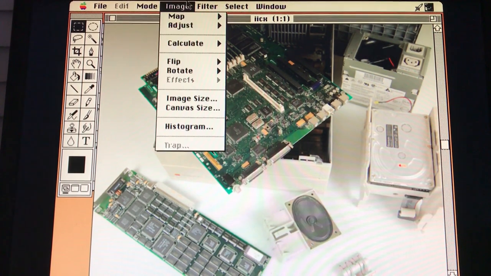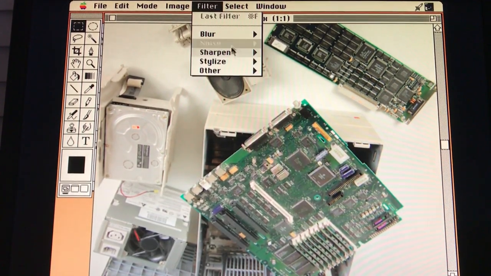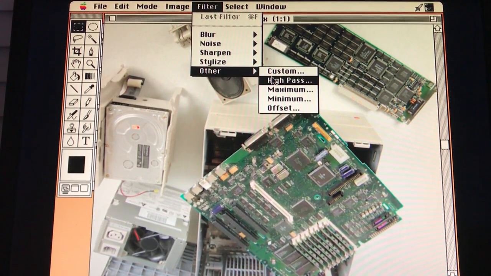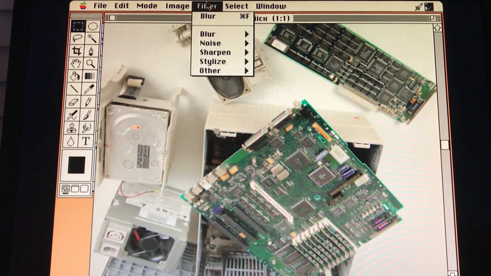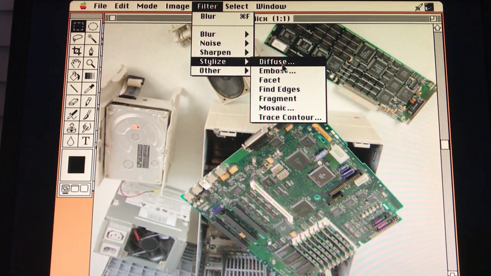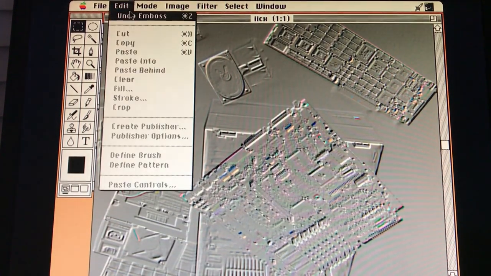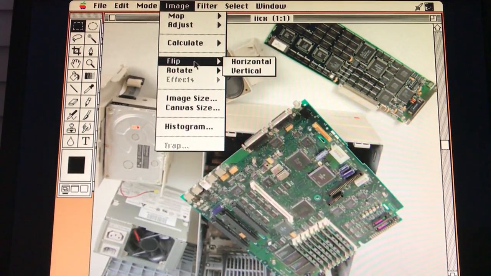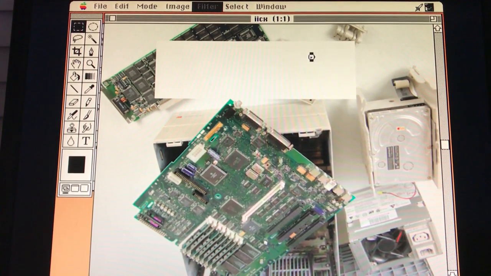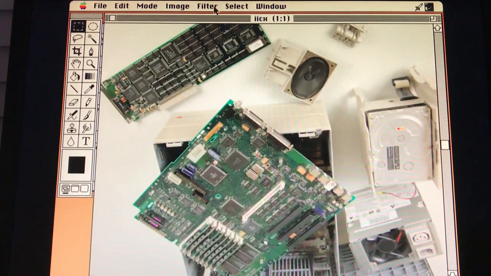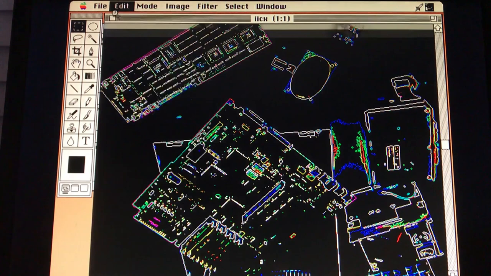As you can see, the speed of the system rendering an image is quite speedy. Rotating is fast. And applying effects is reasonably quick as well. Pretty cool.